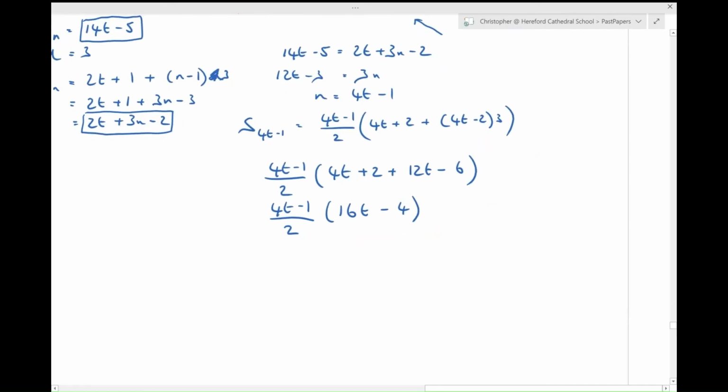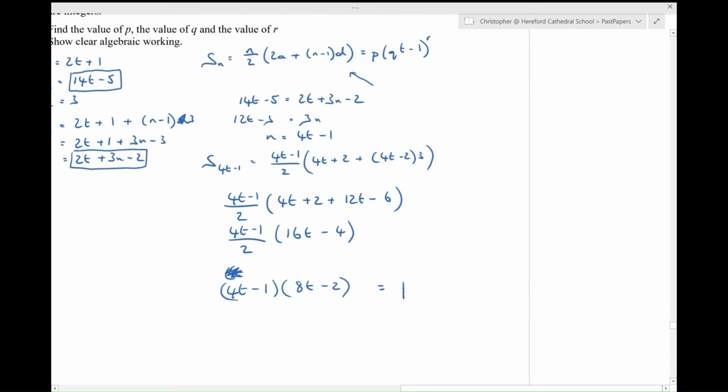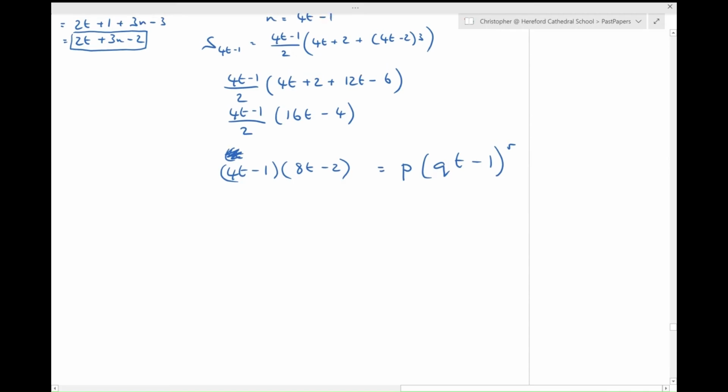Okay, so I need to multiply this out now. So I'm going to have 4t minus 1 multiplied by 8t minus 2. I've simply multiplied by the half already. So I can expand that bracket. But by the way, before I do this, of course, all of this is equaling p lots of qt minus 1 to the power of r. Let's worry about that in a moment. Let's multiply out this bracket here. 4 8's 32. 32t squared minus 8t minus 8t minus 16t plus 2.